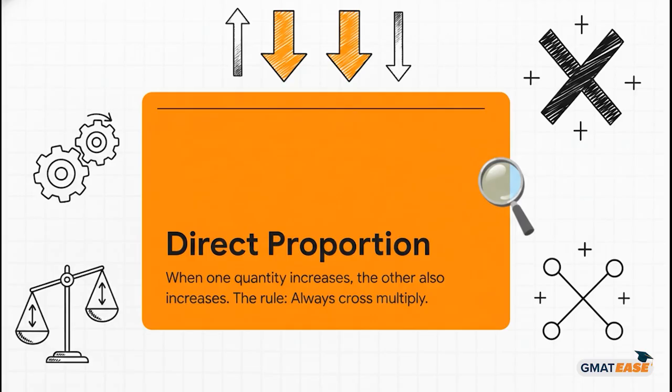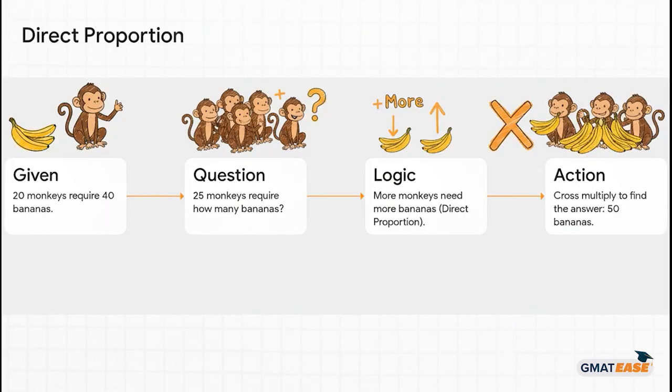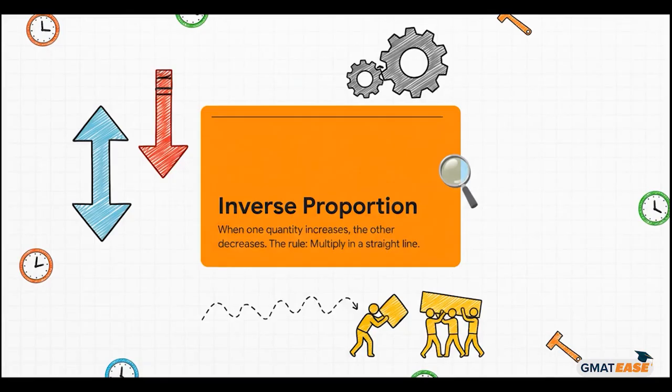You just cross-multiply. Check out this monkey and banana example. If 20 monkeys need 40 bananas, and you suddenly have 25 monkeys, well, it's just common sense you're going to need more bananas, right? The two quantities move together. You cross-multiply, and boom, you get the answer. 50 bananas. See? Simple.